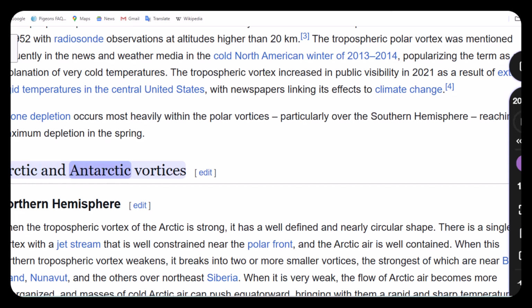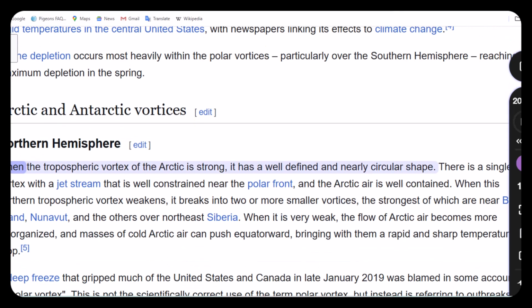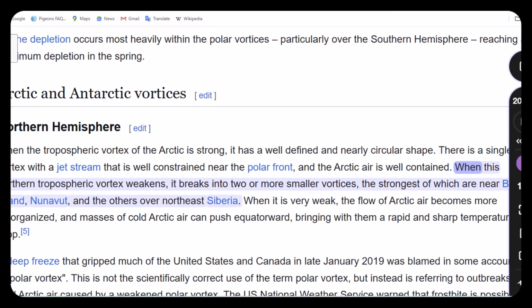Arctic and Antarctic vortices. When the tropospheric vortex of the Arctic is strong, it has a well-defined and nearly circular shape. There is a single vortex with a jet stream that is well constrained near the polar front, and the Arctic air is well contained. When this northern tropospheric vortex weakens, it breaks into two or more smaller vortices, the strongest of which are near Baffin Island, Nunavut, and the others over northeast Siberia.